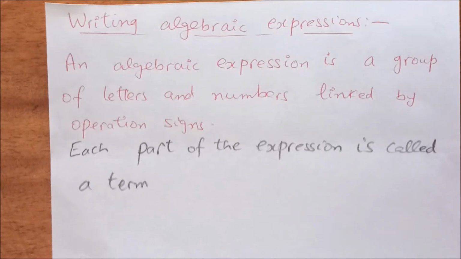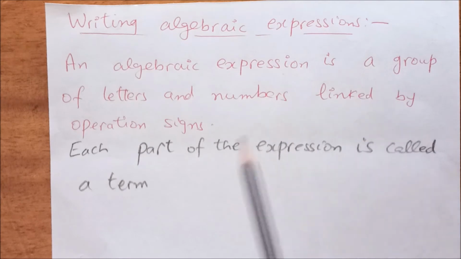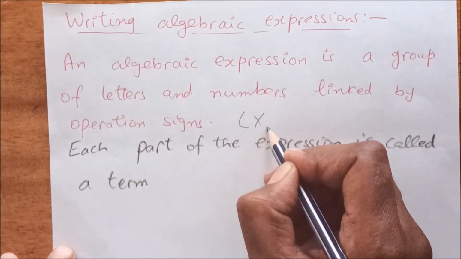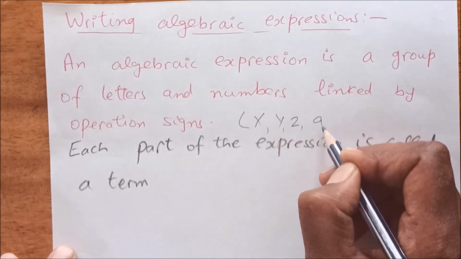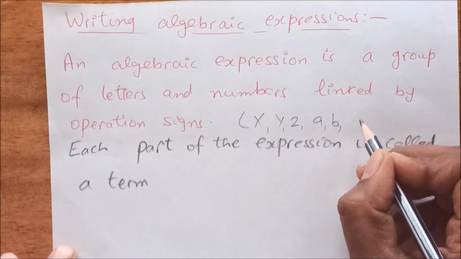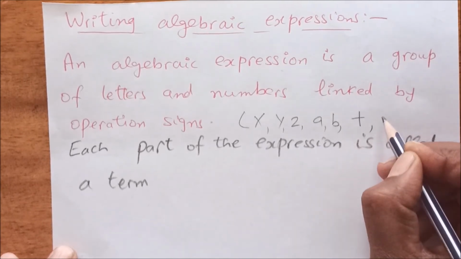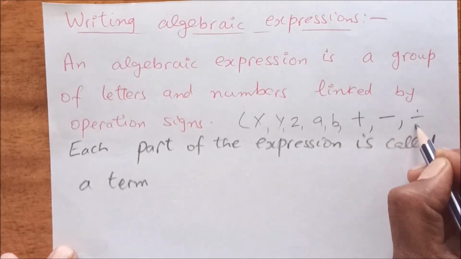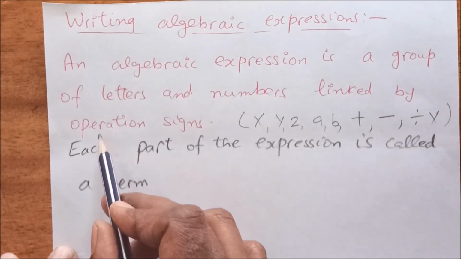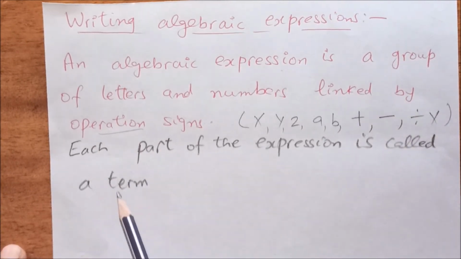So now we are able to define algebra. Writing an algebraic expression: an algebraic expression is a group of letters and numbers linked by operation signs. We can use x, y, z, a, b, c, whatever you want. Then we need plus, minus, division, multiplication, any of the operation signs. Each part of the expression is called a term.